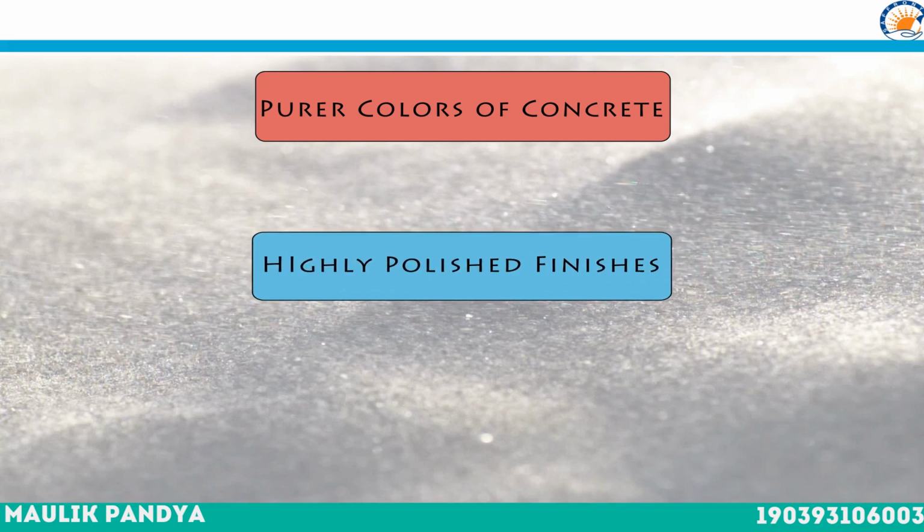Since glass is acid resistant, acid staining will color the surrounding matrix without affecting the color of the aggregate. Finely ground glass can add background colors to the matrix. Using finely ground clear glass in place of sand can make for purer colors of concrete. Finely ground glass also lends itself to highly polished finishes.